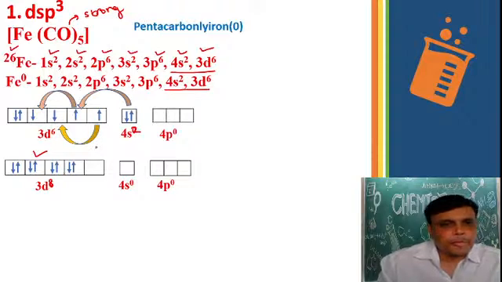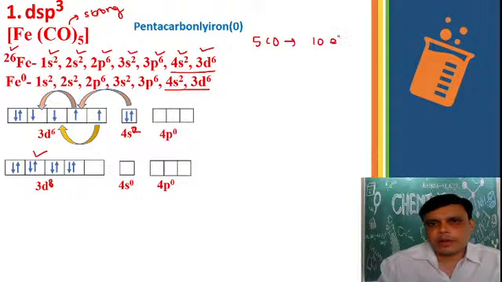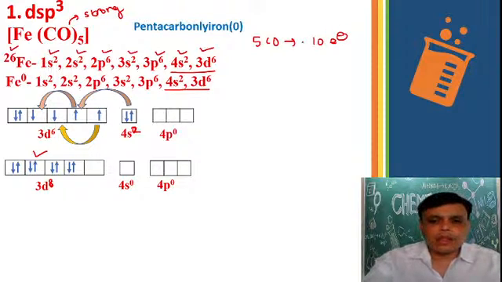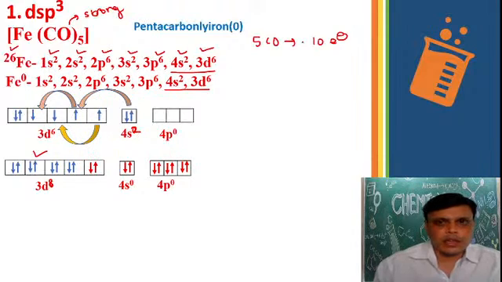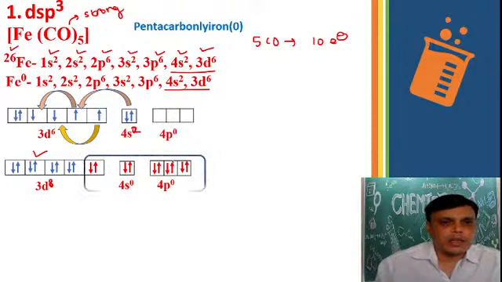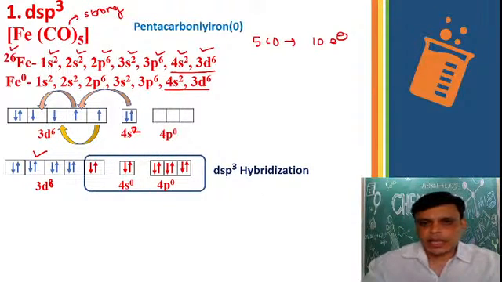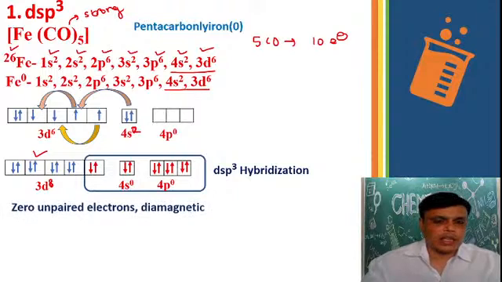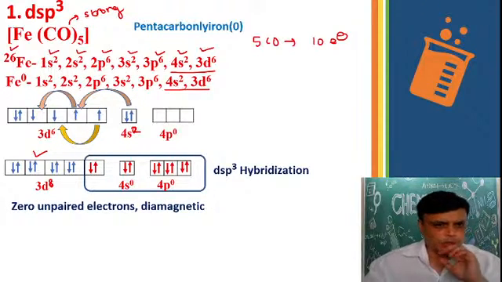Next step, total 5 carbonyls are there. Each carbonyl will give 2 electrons, so total we have 10 electrons to fill in the complex. So these 10 electrons we have filled: 2, 4, 6, 8 and 10. Then these orbitals will undergo a process called hybridization and will give you dsp3 hybridization. Then the number of unpaired electrons present is 0. That means this complex is diamagnetic.